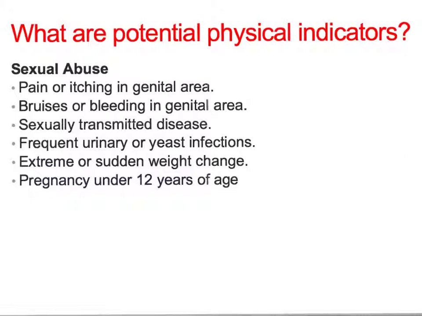Pain or itching in a genital area, bruises or bleeding in genital area, sexually transmitted disease, frequent urinary or yeast infections, extreme or sudden weight change, and pregnancy under 12 years of age. So with sexual abuse, physical indicators might be a little harder to identify, but when paired with behavioral indicators, there could be some red flags that you could act upon.